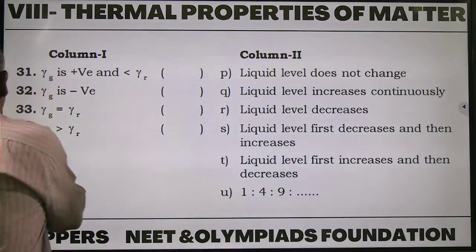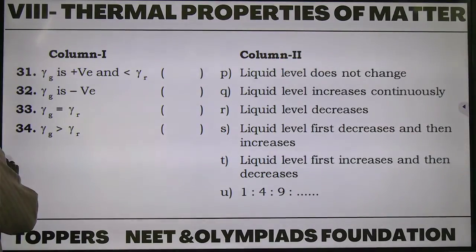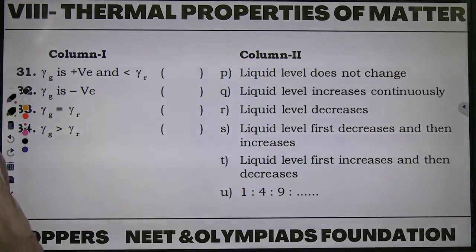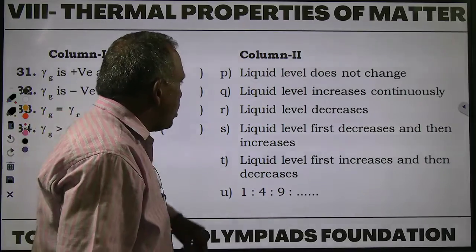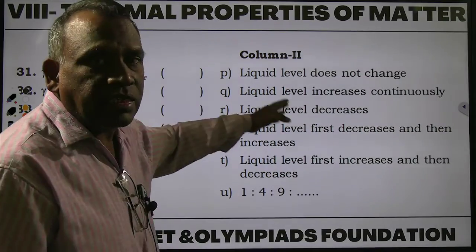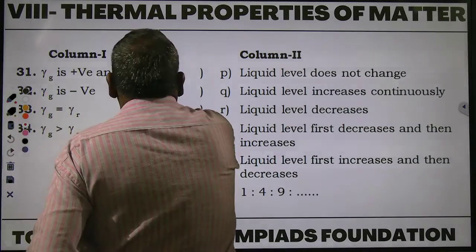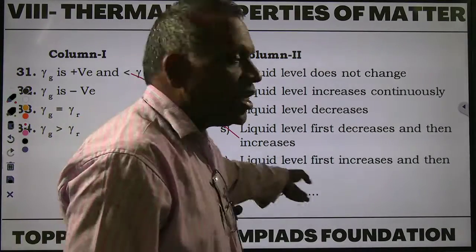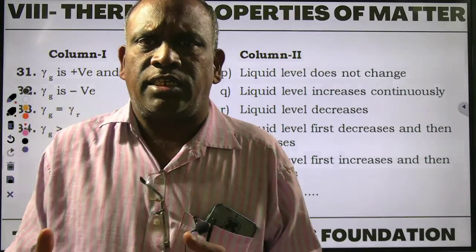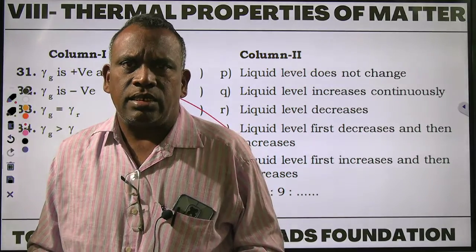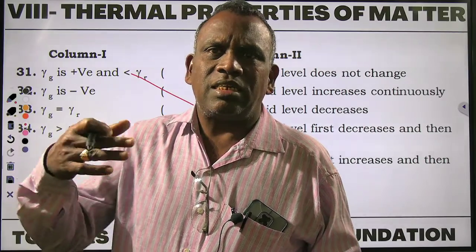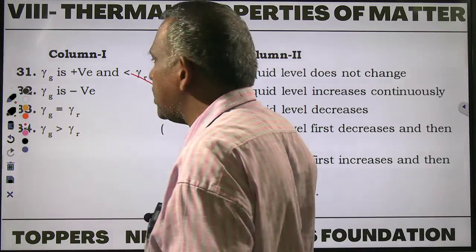So gamma g is here; if you observe, the gamma g value is positive. If gamma g is positive, then gamma g is less than gamma r. Then which is the correct option? Gamma g is container expansion, which is less than real expansion. So the option is liquid level first decreases then increases. Usually the container gets heated first, so due to that the liquid level decreases. Then after that the liquid starts heating, so then the liquid increases its level. That's why it first decreases and then increases.